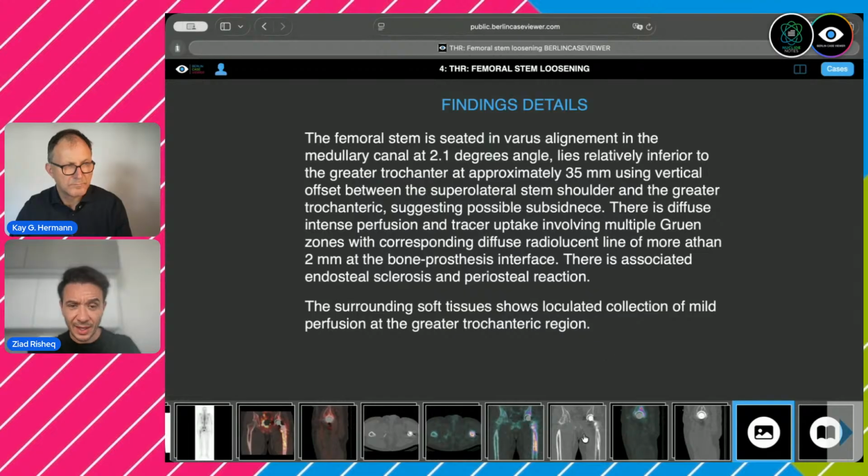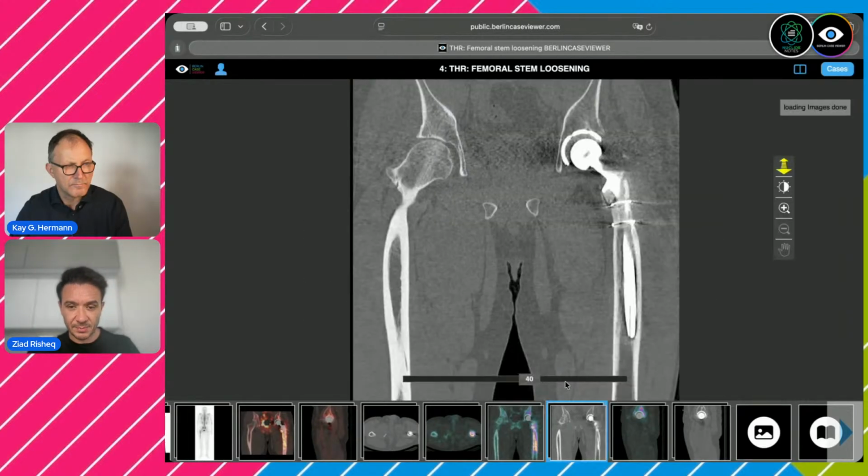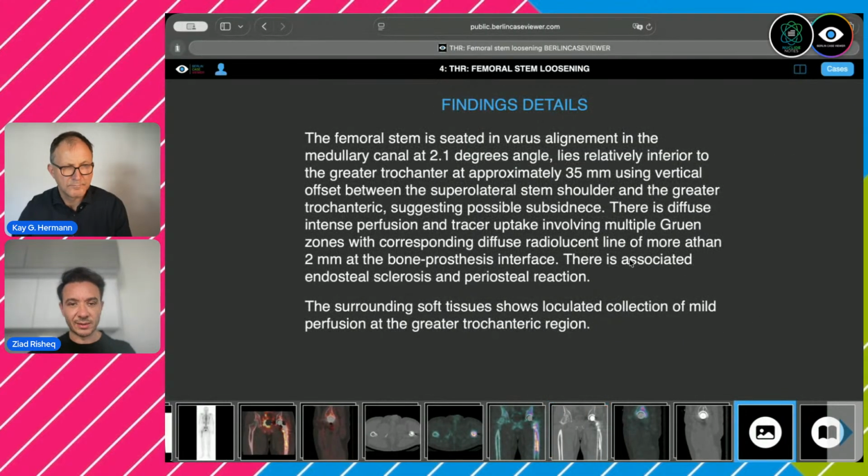So again, this was a bit in a varus position. You can see, if you look at the femoral stem, it's pointing laterally in comparison to the femoral shaft. So this is in a varus position, and we don't like to see a femoral stem in a varus position. Sometimes it is intentionally done, but generally speaking, we don't like to see that.